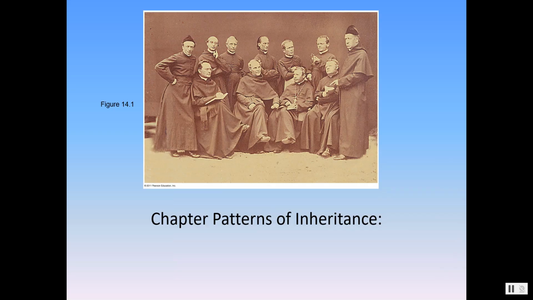So today we're going to start with chapter 9 on patterns of inheritance. And we're going to look back for just a quick second on meiosis, remembering that meiosis and the crossover that occurs in meiosis accounts for a large degree of variability in populations.